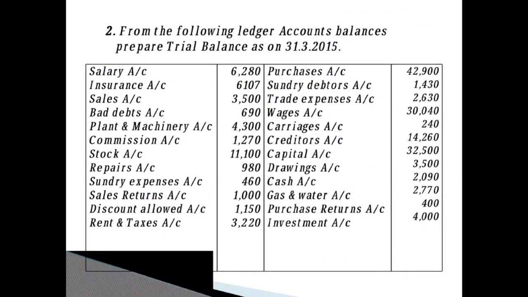The next what you have, sundry debtors account. Debtors account and sundry debtors account are one and the same, don't get confused with both. So 1,430 we have. As I said, debtors means the persons from whom we are going to collect the amount. So they are considered as an asset for our business. Okay, so asset always shows debit balance.